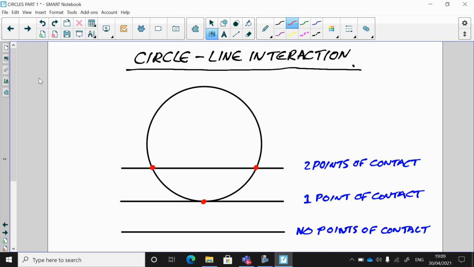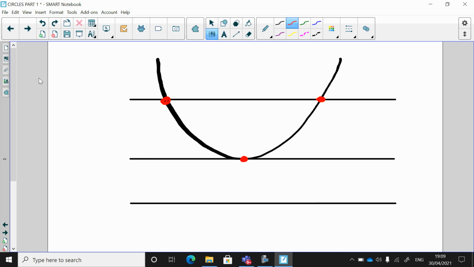The big pause is to make you think. Okay, where have you seen this before? Oh, what's that shape? That's not a circle, is it? That's meant to be a parabola. That's a very bad diagram there. Right, so we've seen this before when I looked at parabolas.